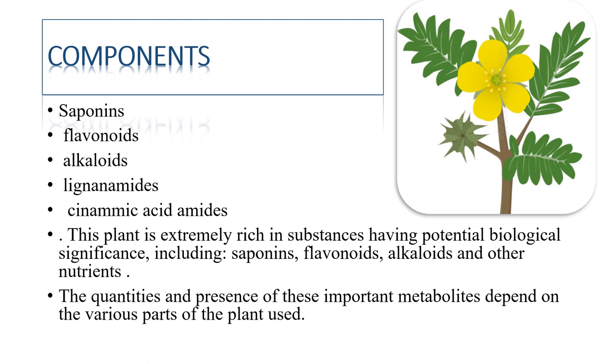This plant is extremely rich in substances having potential biological significance, including saponins, flavonoids, alkaloids, and other nutrients. The quantities and presence of these important metabolites depend on the various parts of the plant used. These components play an important role in the formation of folk medicine for the treatment of sexual disorder or cardiac disease.